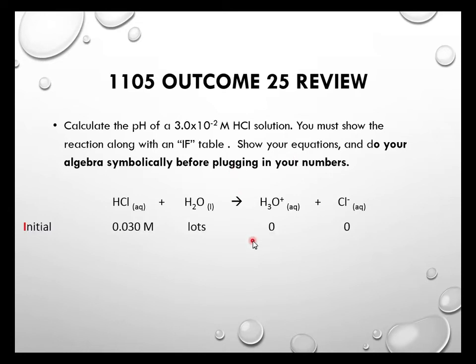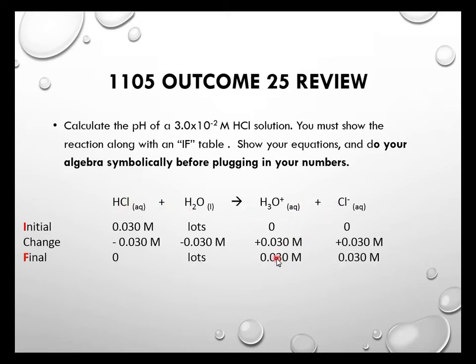Initially, we have 0.03 molar this time, 3 times 10 to the minus 2 molar. Lots of water still, no H3O+ and no Cl-. Our change, because of the single arrow, is that all of the HCl reacts. The same amount of water must react with it. The same amount of H3O+ will be formed and the same amount of Cl- because it's 1 to 1 to 1 stoichiometry.